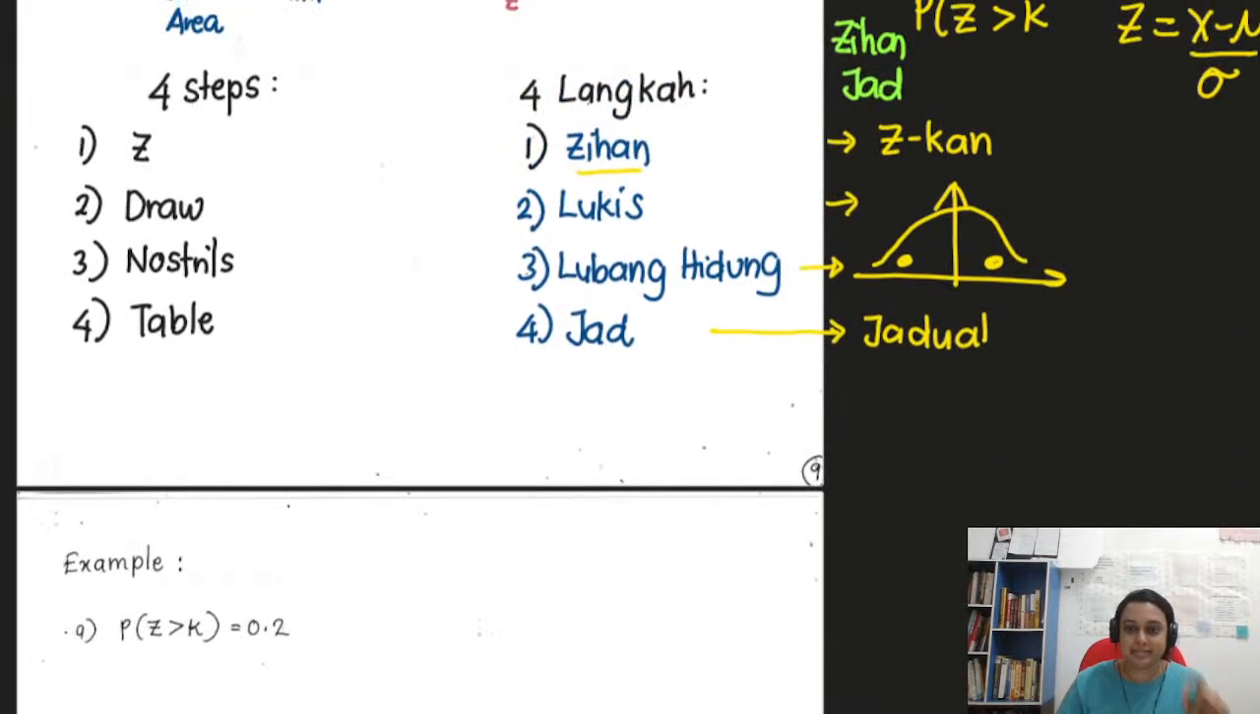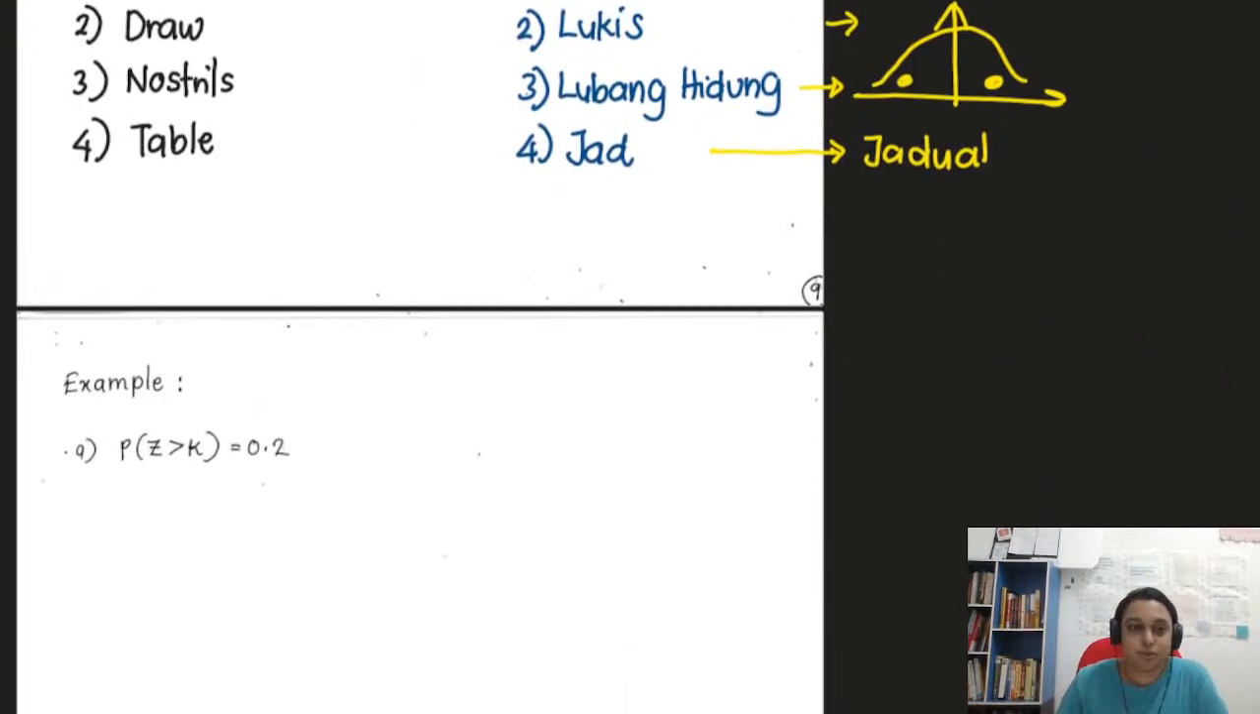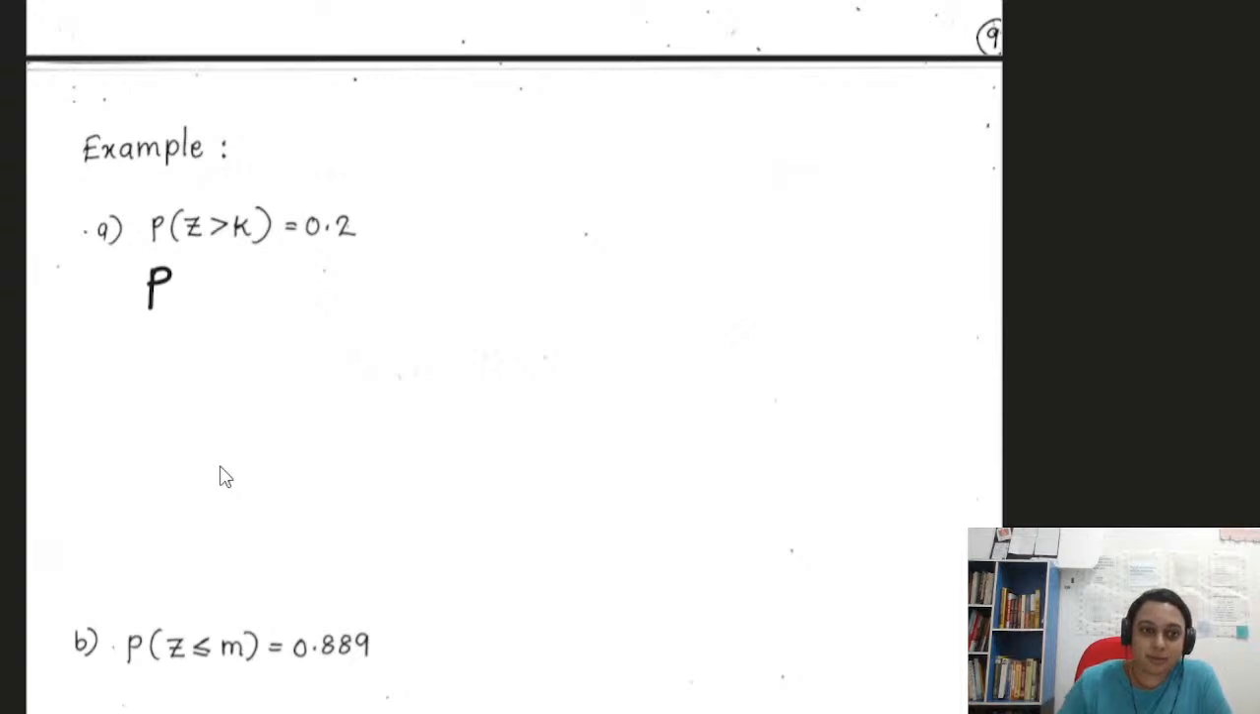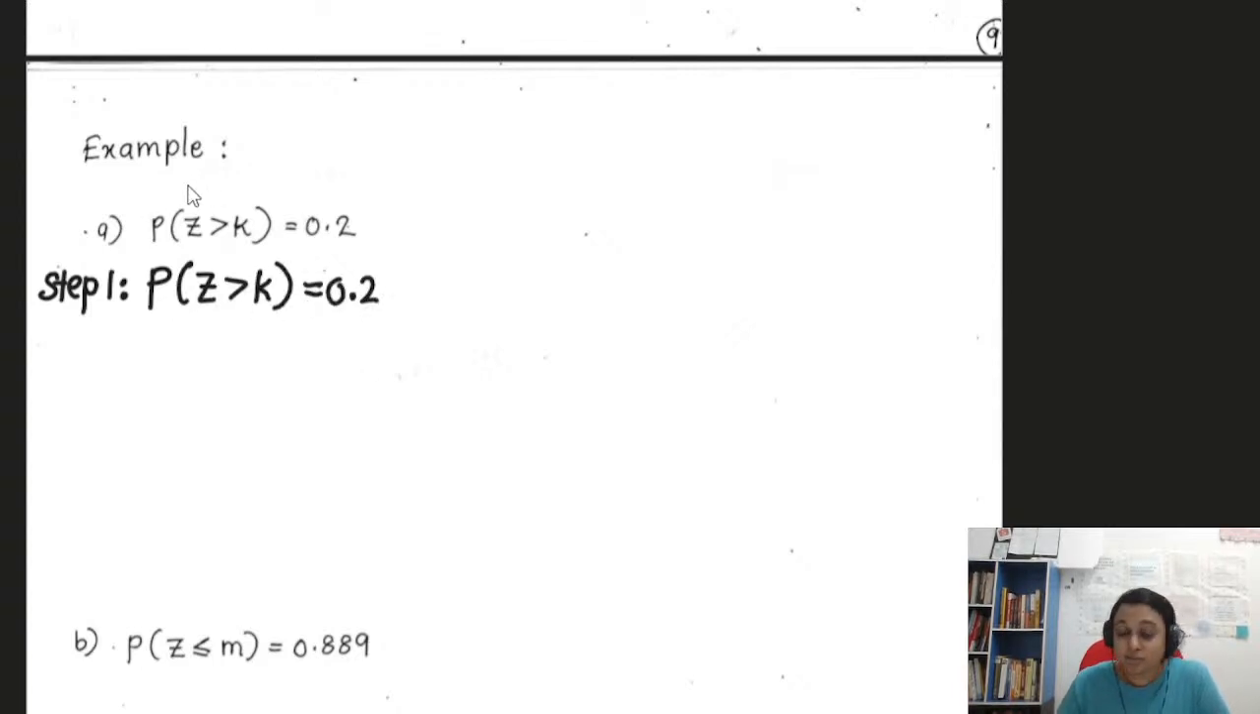Okay, let's look at example 1. Soalan contoh 1. Okay, step 1. Step 1 you must make it into Z. Okay, you see the soalan, tengok soalan ni dia memang dah Z kan? So step 1 kita boleh skip. Tak payah tukar kepada Z. Sebab memang already Z. Okay, so no need to change to Z. It's already in the Z distribution.